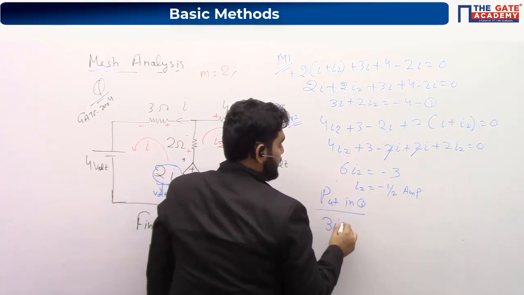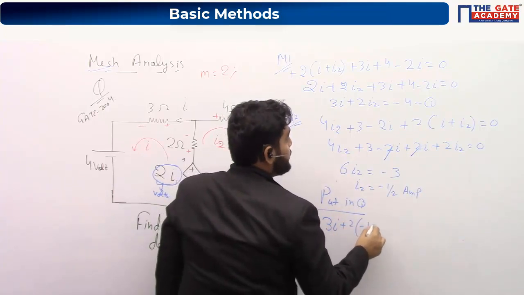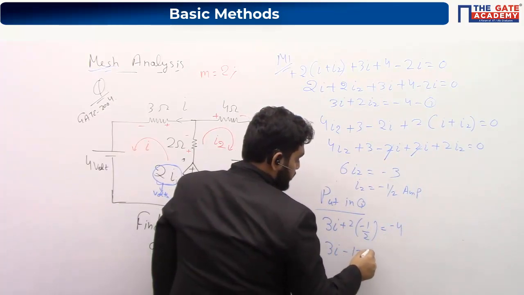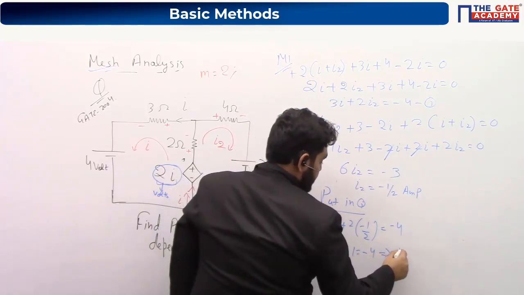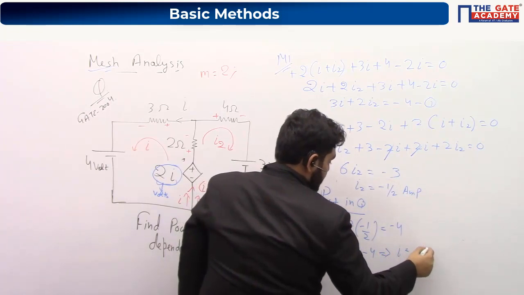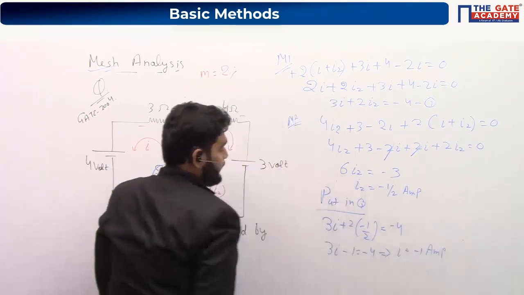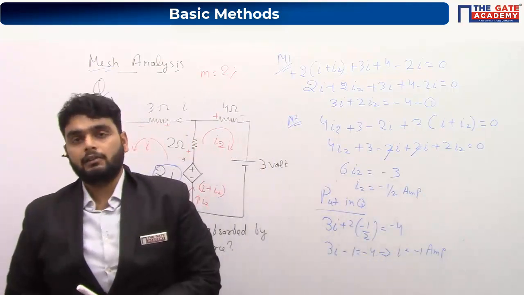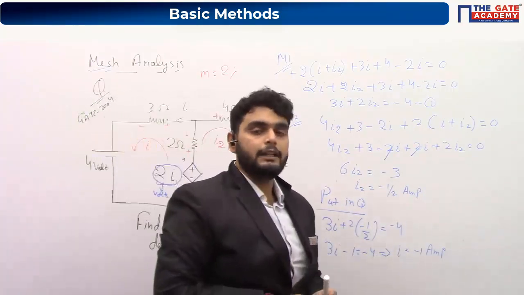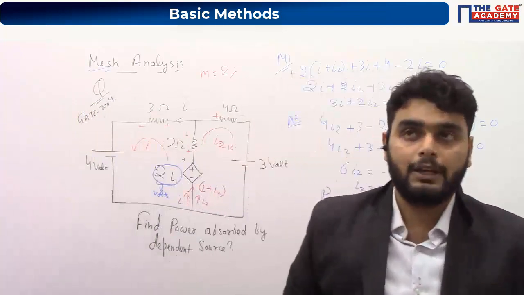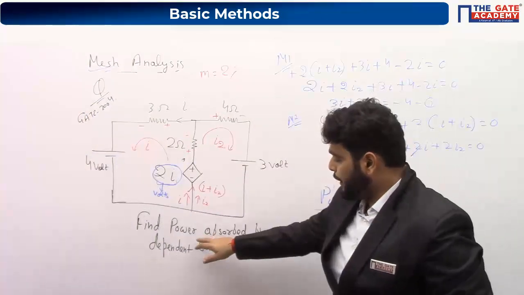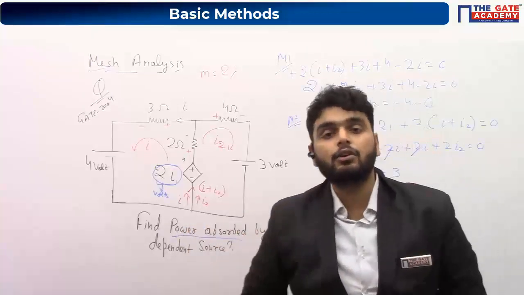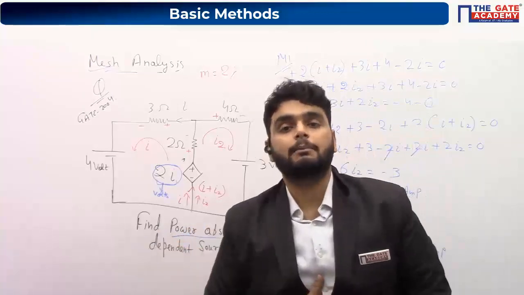So 3I plus 2 times minus 1 by 2 equal to minus 4. 3I minus 1 equal to minus 4. It means after solving it, I comes out to be minus 1 ampere. Okay, check the calculation also. I comes out to be minus 1 ampere. So till now we have found the current in both meshes. But the question is, carefully see, the power absorbed by the dependent source. How much power is being absorbed by the dependent source.